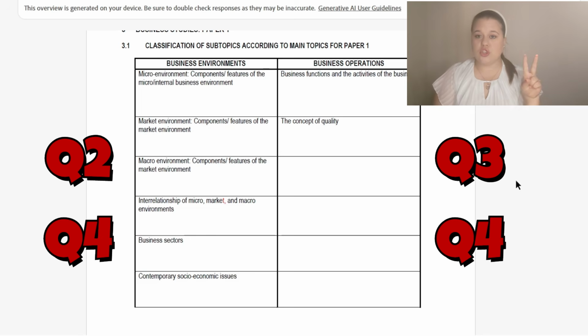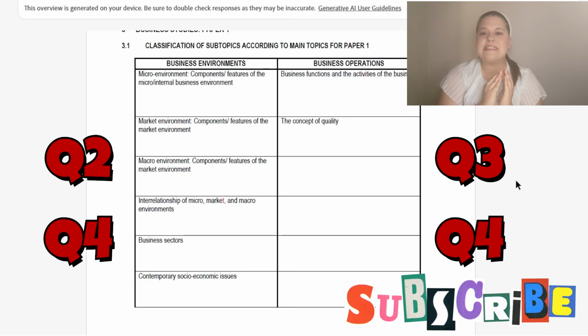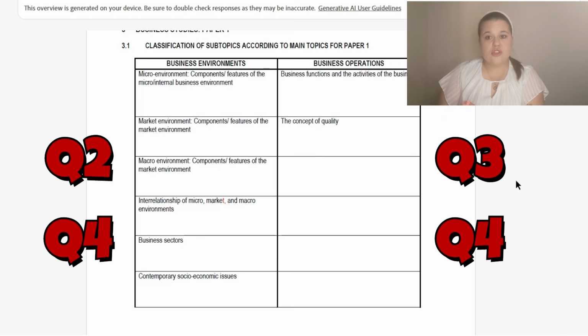So if you're doing questions 2 and 4, 40 marks is going to come from business environments. And then for question 4, 20 marks is going to come from business environments and the other 20 from business operations. Do you see that already the 40 plus the 20, now we're in a math class, is 60 marks. That's 60 marks out of 150. Whereas if you're going to do questions 2 and 3 together, you're going to have 40 marks for business environment and 40 marks for business operations. Do you see the difference?